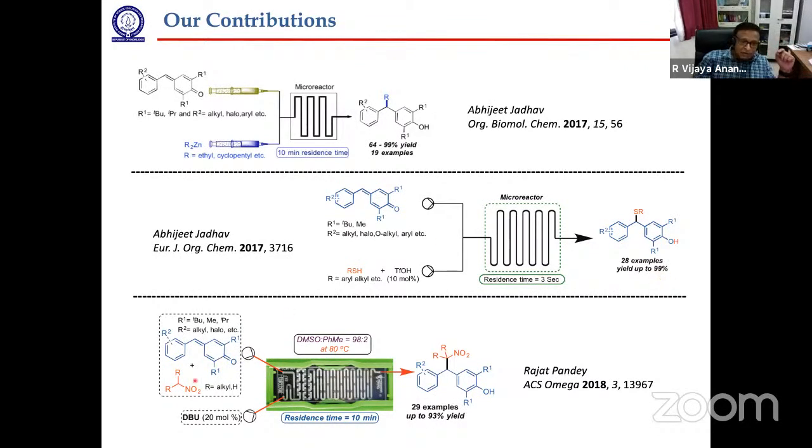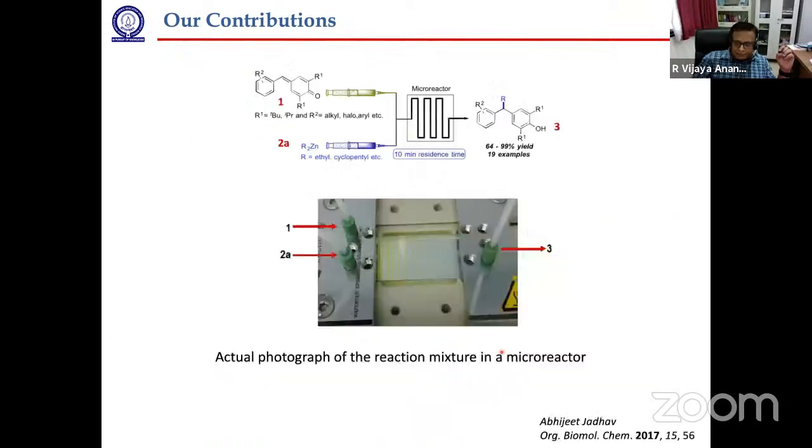And in another example, this is alkylation of a para-quinone methide with nitroalkanes. This also can be easily done. We have 29 examples done, with up to 93% yield.